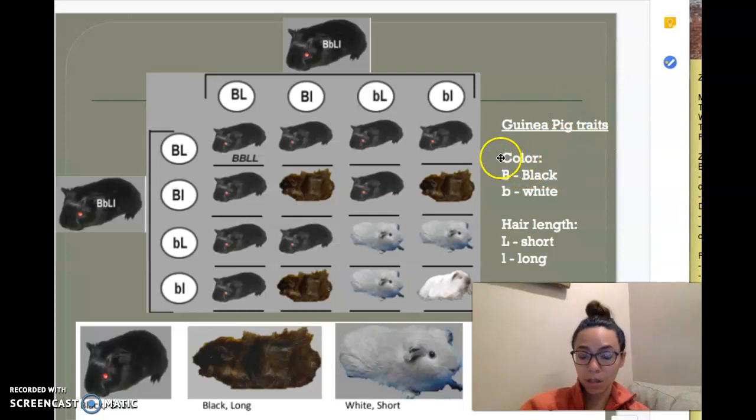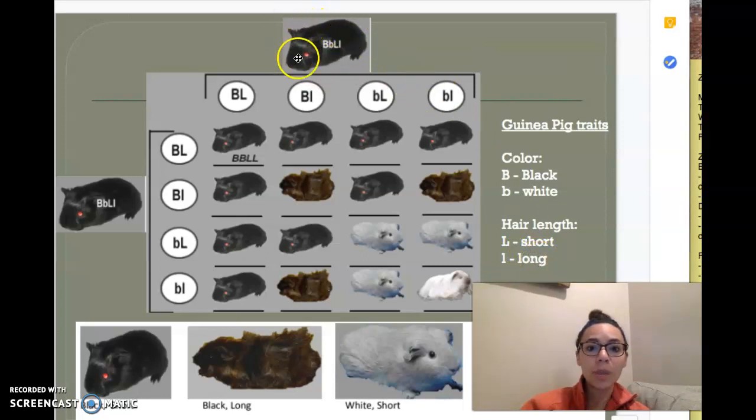First trait is color, so we're looking at either black or white. Capital B for black is the dominant allele. Lowercase b for white is the recessive allele. The other trait we're looking at is hair length. So capital L for short hair is dominant. Lowercase l, long hair, is recessive.